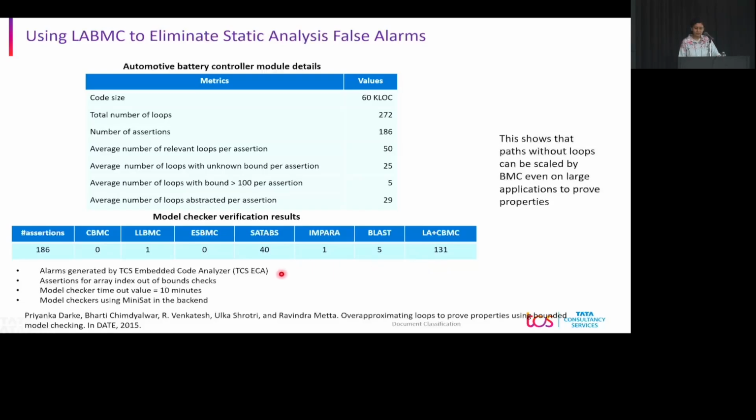And these were actually alarms from static analysis that were generated by TCS ECA, which is a proprietary tool at TCS Research. And we were checking the array index out of bounds property. We executed each model checker for 10 minutes and used MiniSat. This was a very simple machine, some 8 GB RAM or something.